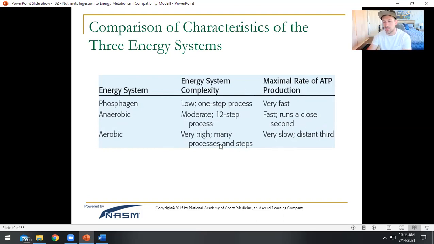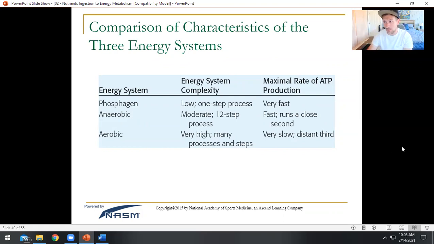So in terms of complexity, phosphagen is really simple. Glycolysis is kind of complicated, but the aerobic metabolism is very complicated: Krebs cycle and electron transport chain. Your phosphagen system produces ATP really quickly, but it doesn't produce very much of it at a time. Your glycolysis produces ATP really quickly as well. Not as fast as the ATP-PC system, but it's able to generate more, which is nice.